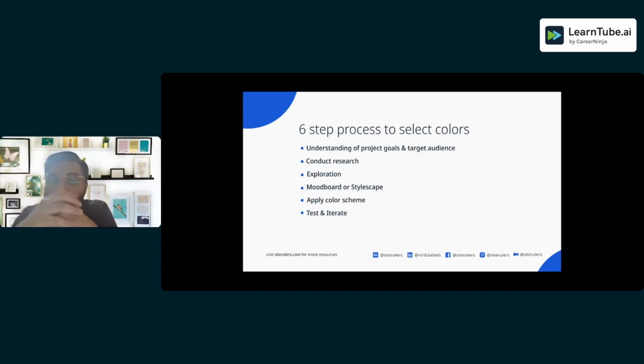So according to that, you first have to understand the vibe of the product and the project goals, as I said: what we are trying to build, for whom we are building it, and what kind of tone we are trying to set in our product. That is very crucial. That's number one. Second is, of course, to conduct some research. When you conduct research, you can try to understand the target audience.